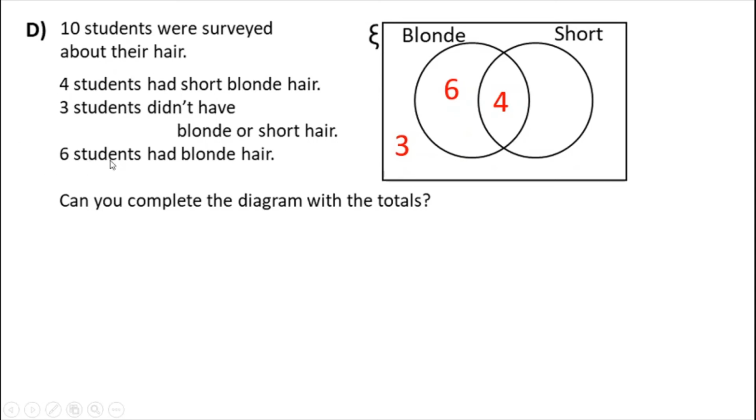So it says here 6 students had blonde hair. That includes people with blonde but short hair. Because remember, blonde is this whole circle and we've already allocated 4 blonde people to the middle there. Which means we don't have 6 people in here, we only have 2. Because the 2 and the 4 make a total of 6 students with blonde hair. Now I've got 3, 2 and 4, which is 9, leaving me with 1 left over for someone who has short hair that isn't blonde.